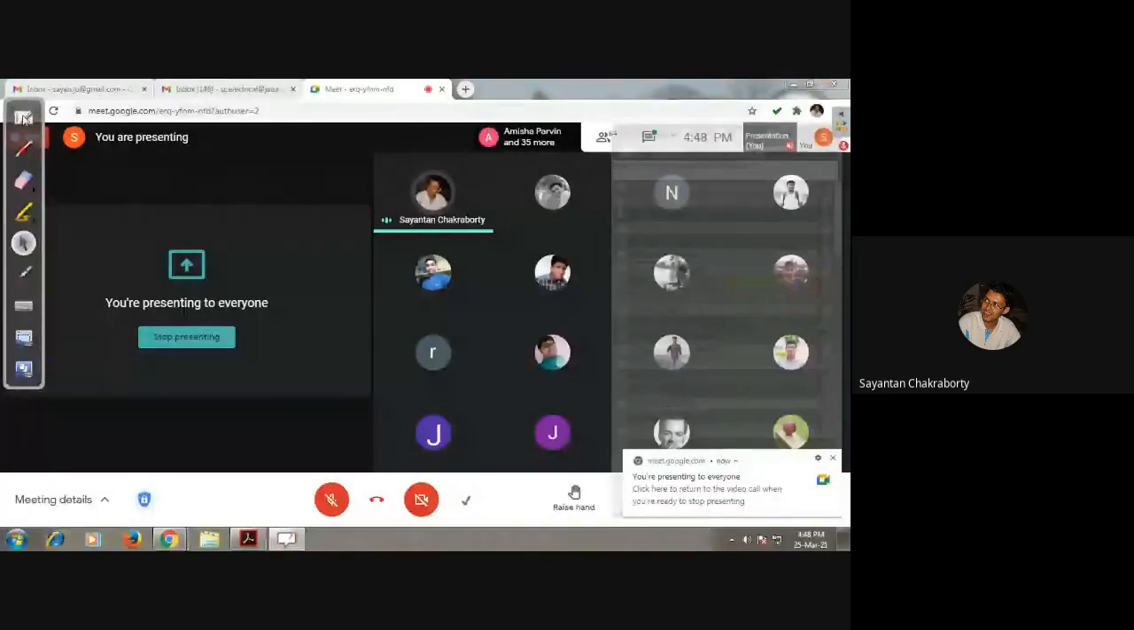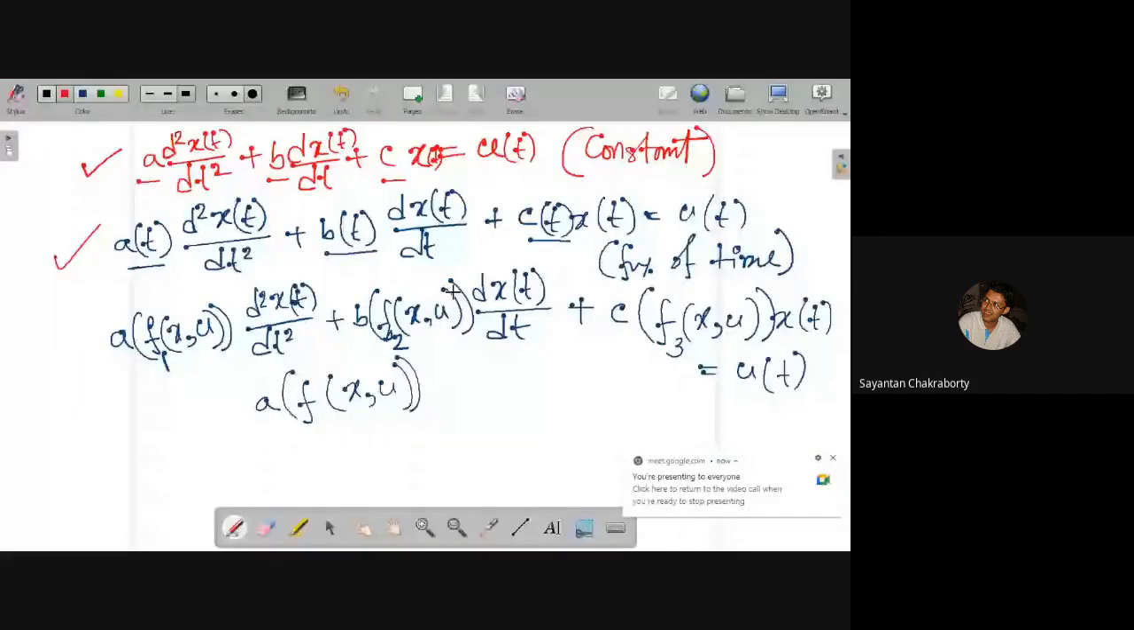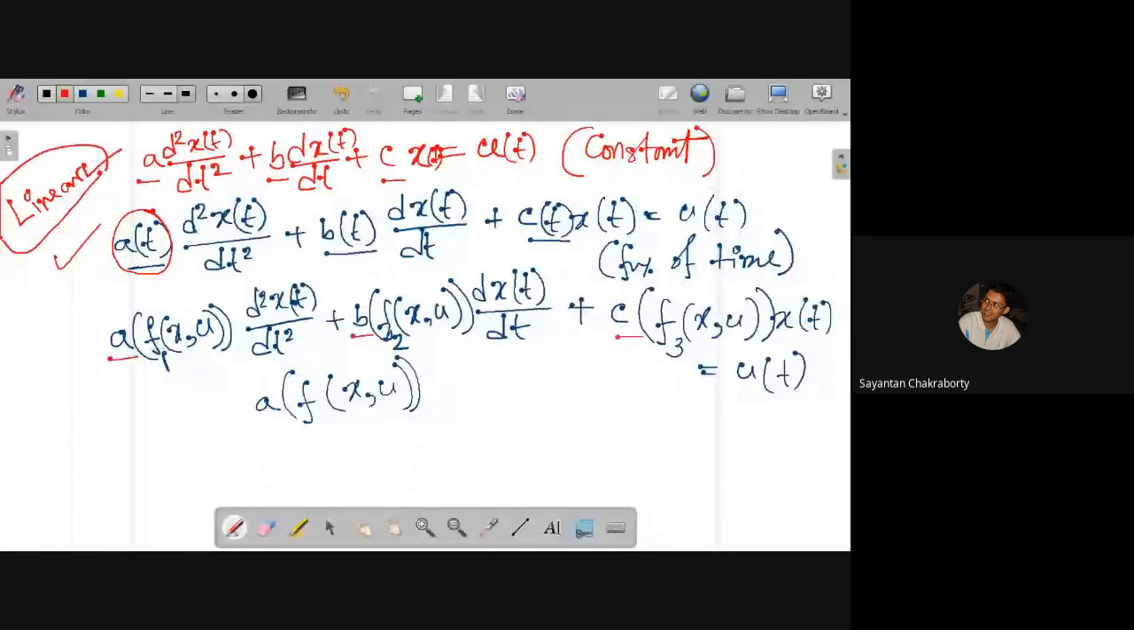So there were two situations where the coefficients of the differential equation describing a dynamic system are constant, or they are a function of time, which is an independent variable. In such cases, these systems will be linear systems.